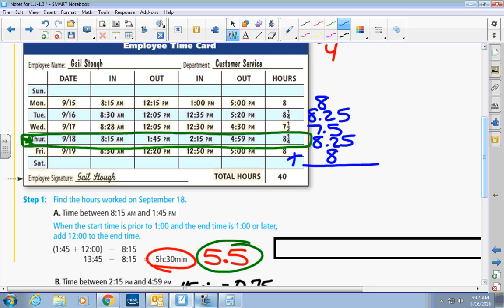When you add all these together, it should be 40. But, surprisingly enough, sometimes your employer is wrong, so we're going to double check. So when you add 0.25 and 0.5, that's 0.75, plus another 0.25, that's a 1.0. 1 plus 8 is 9, 9 plus 8 is 17, 17 and 7 is 24. 24 and 8 is 32, and 32 plus 8 is 40.